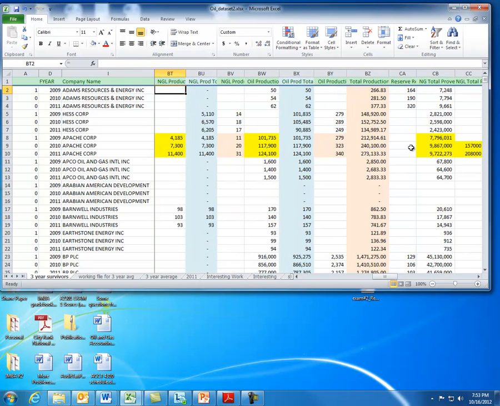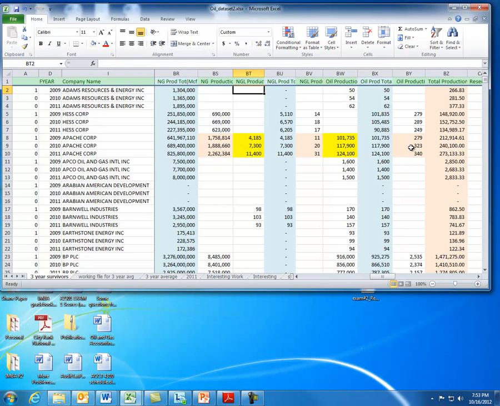What we're trying to do is figure out why there were so many blanks in the CompuStat data. Total production is the sum of these three blue columns: the natural gas production, natural gas liquid production, and oil production. When you look at the disclosure, one reason you don't get total production for a lot of companies is they're either disclosing total production like Adams Resources, or sometimes they're disclosing oil production per day like Hess, and sometimes they disclose both like Apache.